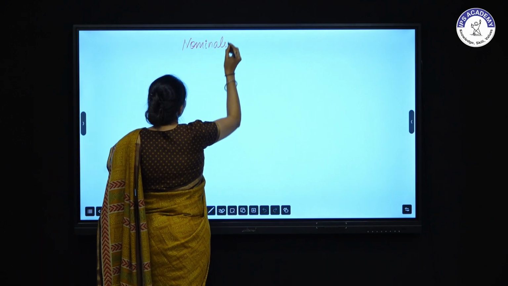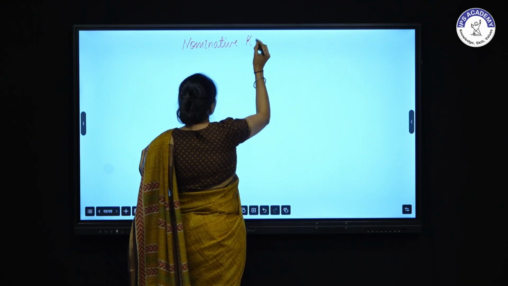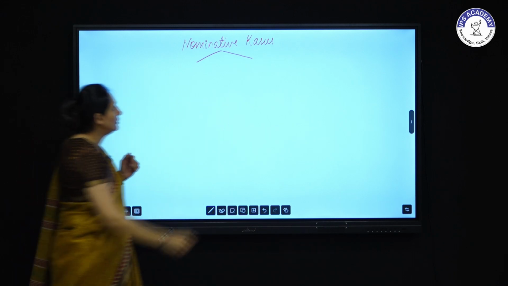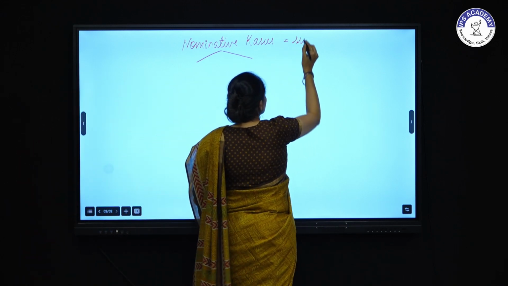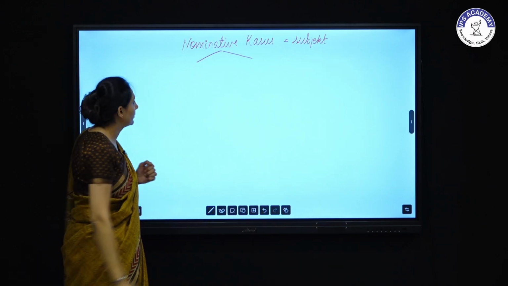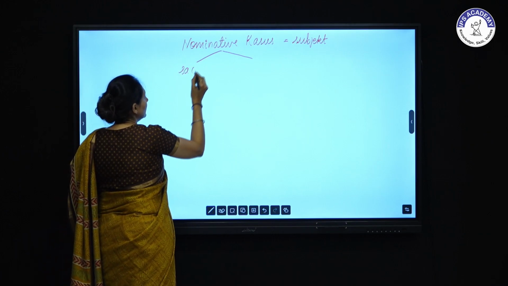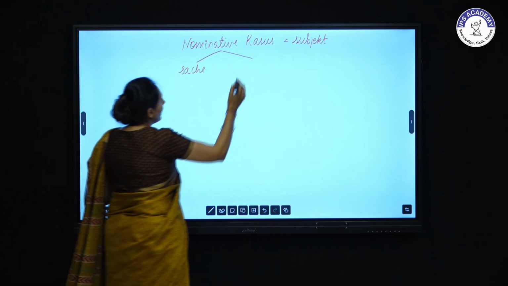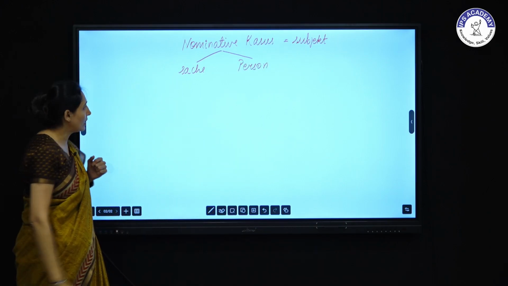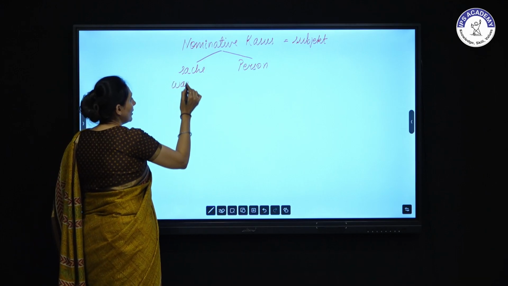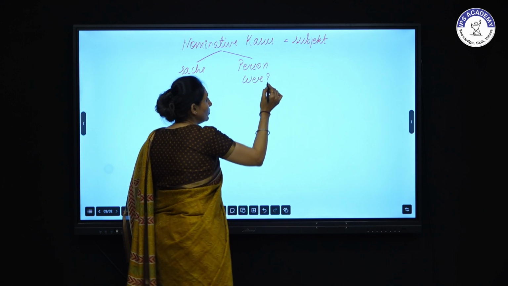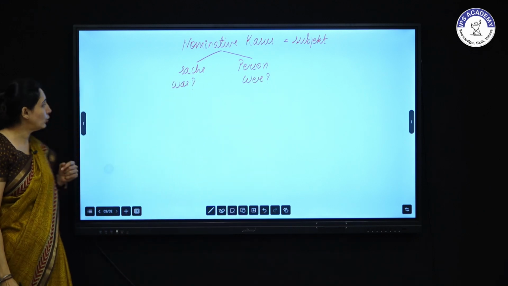Was ist Nominativ Kasus? Nominative is the subject of the sentence. It is the subject of the sentence that is taking an action, and the subject can be Sache and the subject can be Person. When the subject is Sache, it gives the answer to the question was, and when the subject is a person, it gives an answer to the question wer, who.